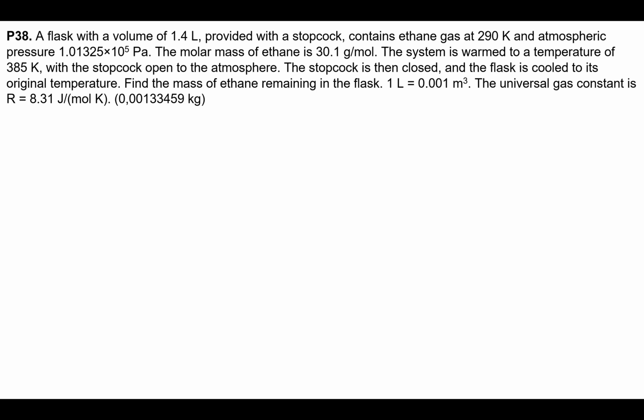Now let's think about a flask with a volume of 1.4 liters, provided with a stopcock, that contains ethane gas at 290 Kelvin and at atmospheric pressure. So pressure is given, volume is given, and the molar mass of ethane is given. The system is warmed to a temperature of 385 K. So initially this temperature, and it goes up to this one.